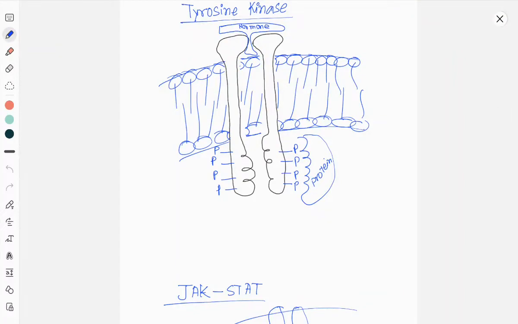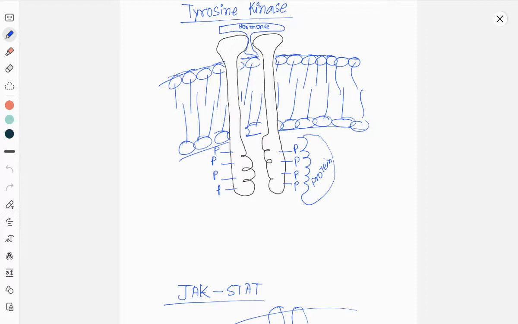Last video we discussed receptors like GPCRs. Today we are going to discuss some kinase receptors like tyrosine kinase, JAK-STAT and serine kinase. Tyrosine kinase receptor is a homodimer type of receptor which acts by phosphorylation of proteins.